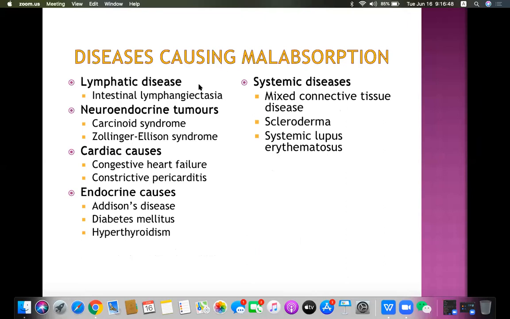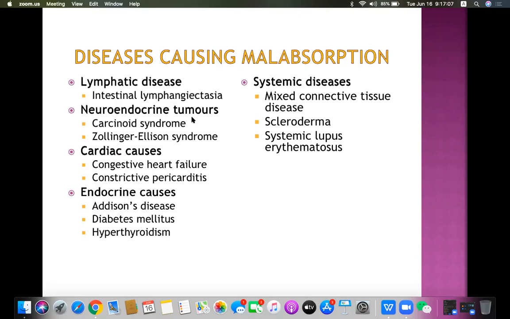Now, lymphatic disease, one important example is intestinal lymphangiectasia. Those lymph channels are dilated, so they hamper the absorption of food, especially fat, because fat is directly absorbed into the lymph.